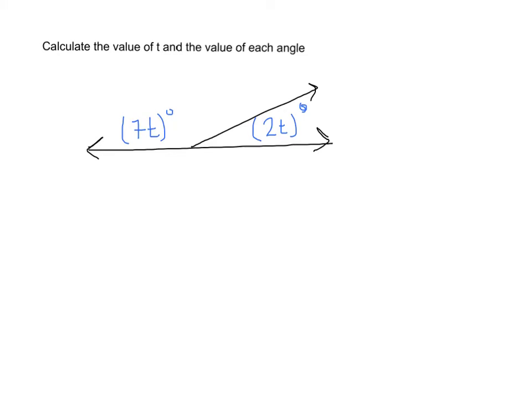We can look at supplements the same way. The angle shown is a straight angle that has been split, so I know that these have to be supplementary. So 7t and 2t must equal 180 degrees.